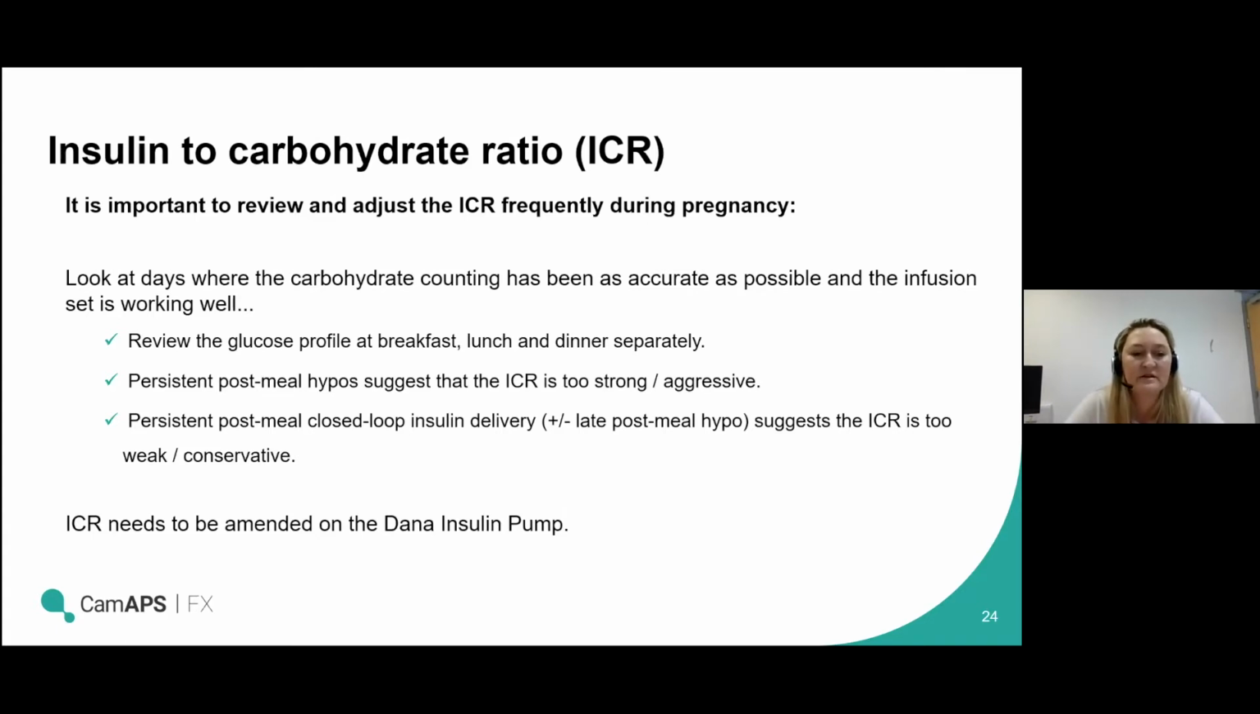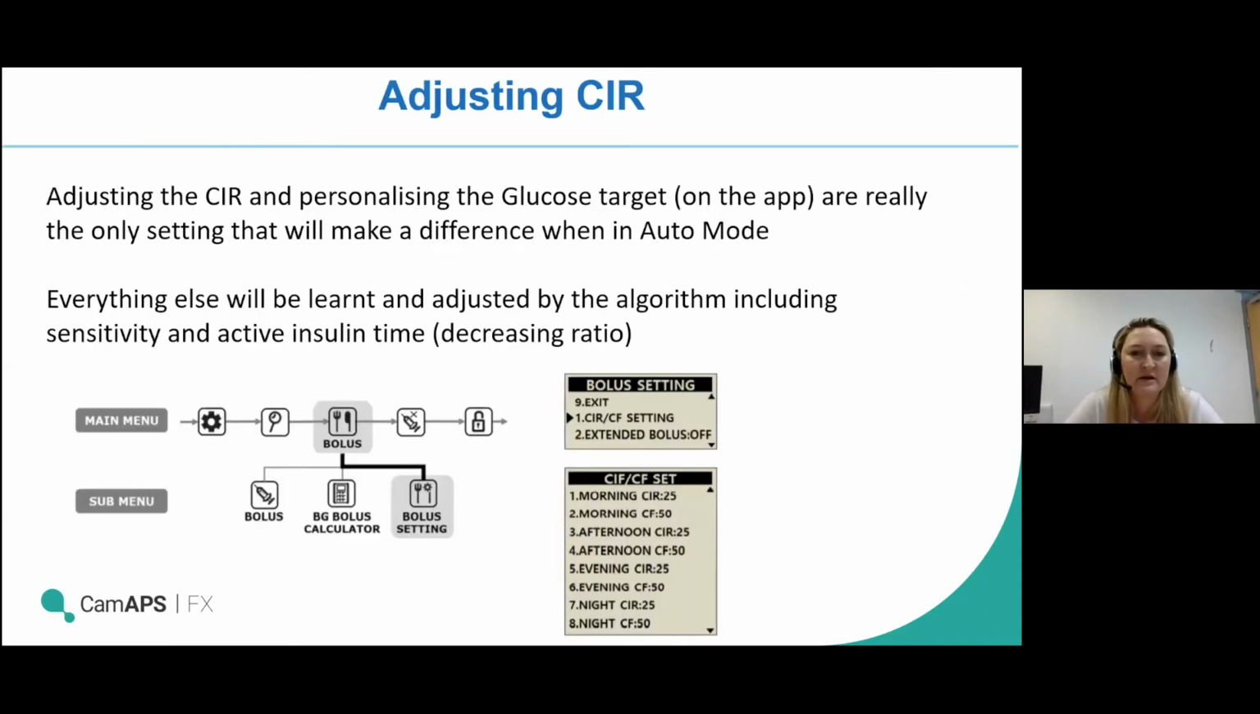And just to clarify, you change all the carb ratios on the pump itself. The app reads the carb ratios from the pump. There's no settings that you change on the app. And again, in the same way as the other slides, if you just want a point of reference, this is a slide that just covers where you go to change those carb ratios.